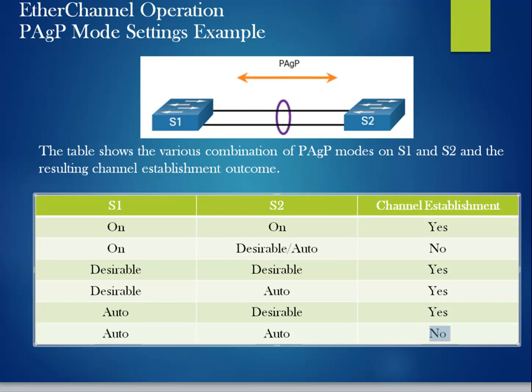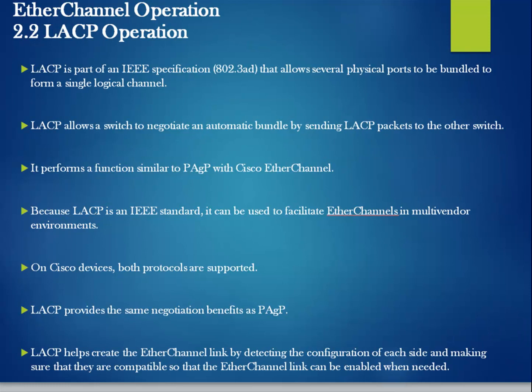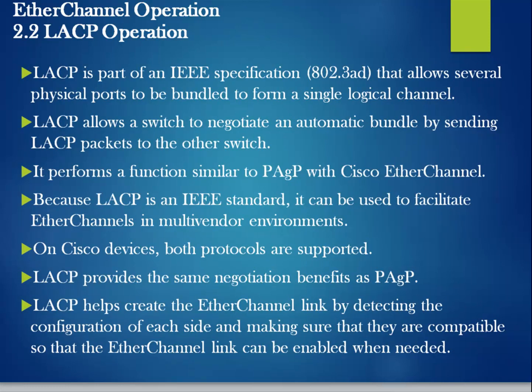Now we are going for the next protocol. The next protocol is the LACP protocol. Let us see how this LACP protocol is going to work. The second protocol is LACP, that means Link Aggregation Control Protocol. This is not a Cisco proprietary protocol. This protocol is developed based on the IEEE specification.